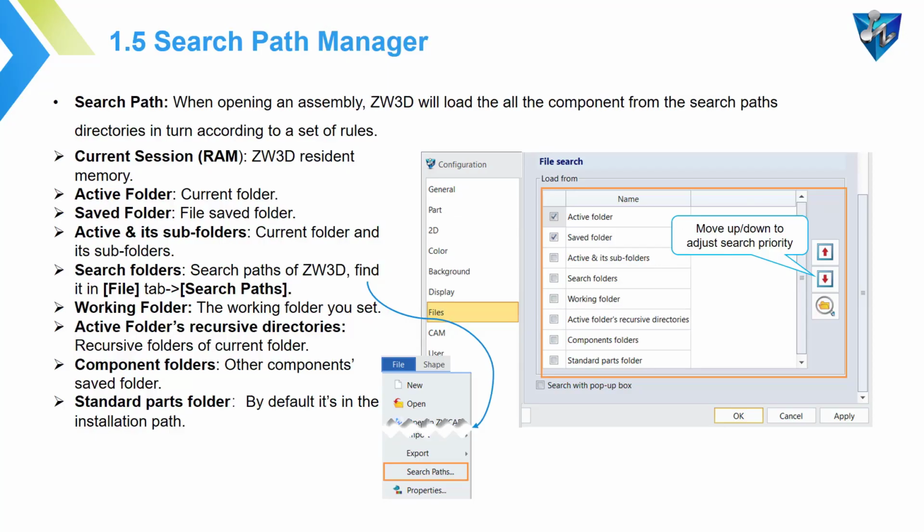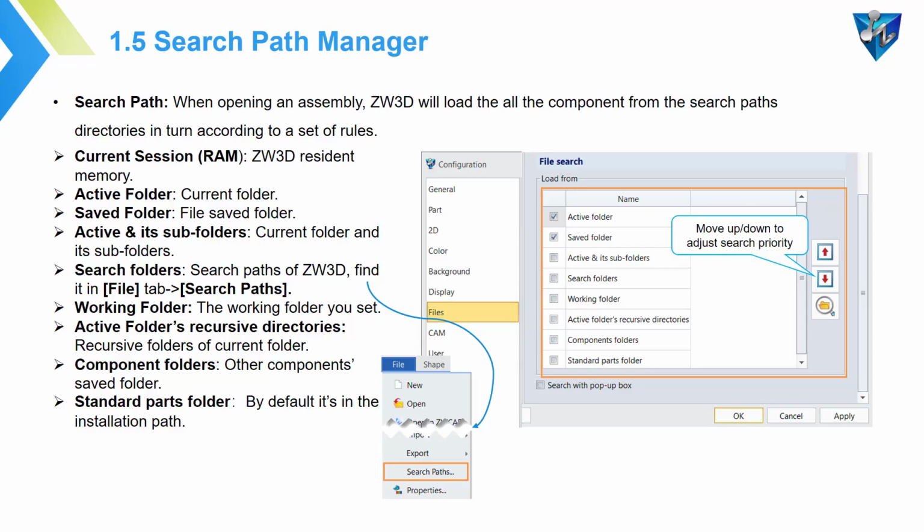It's easy to understand. And the next one is search folders, which is the search path of ZW3D. You can find it in the File tab. And the next one is the working folder. And the next one is active folders recursive directories, which means the upper level folder of active folder. And the next one is component folder, which means the other components saved folder. And the last one is standard parts folder.